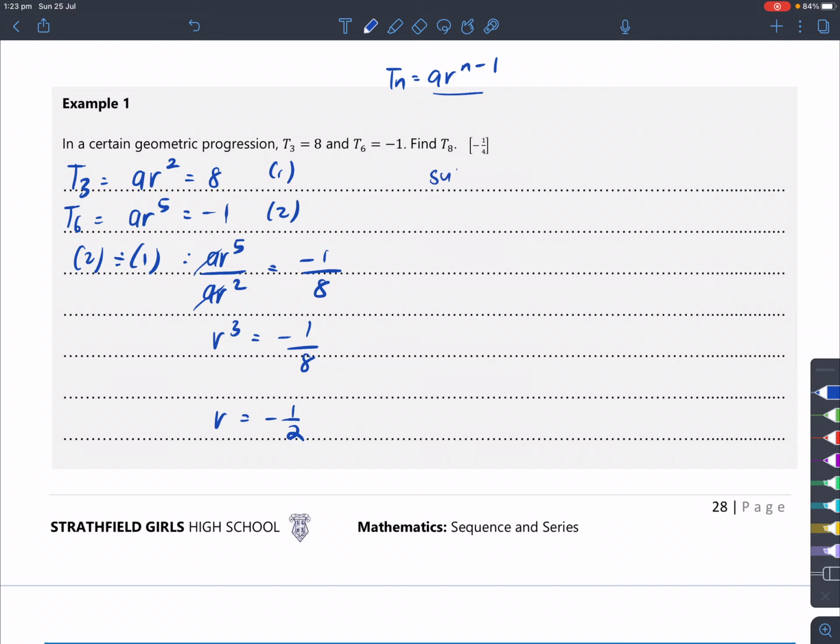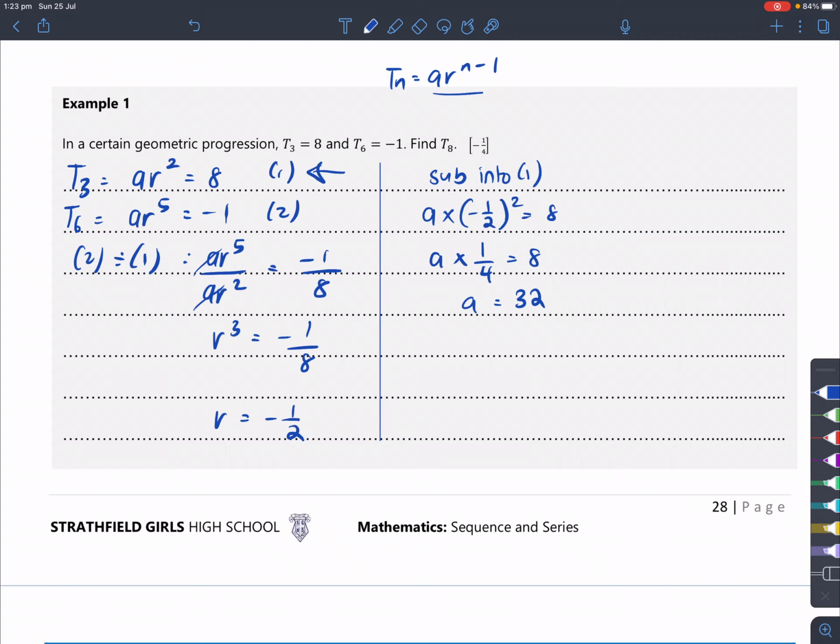So we'll say sub into, let's just say the first equation. So sub into equation 1, which is this guy. So I'll get now a times negative half squared equals 8. Same thing as a times a quarter equals 8. And multiplying both sides by 4 will give us the 32.